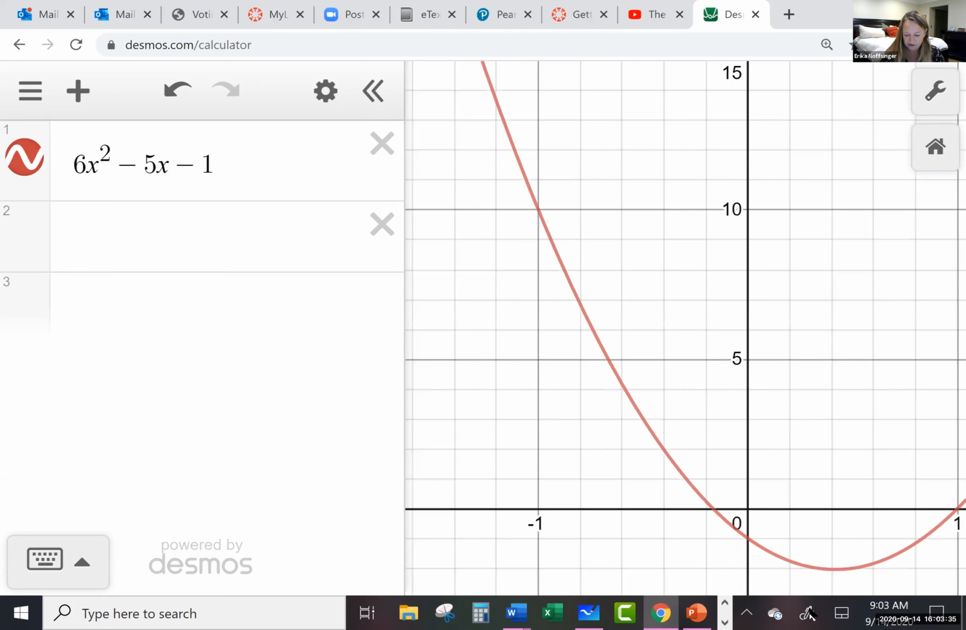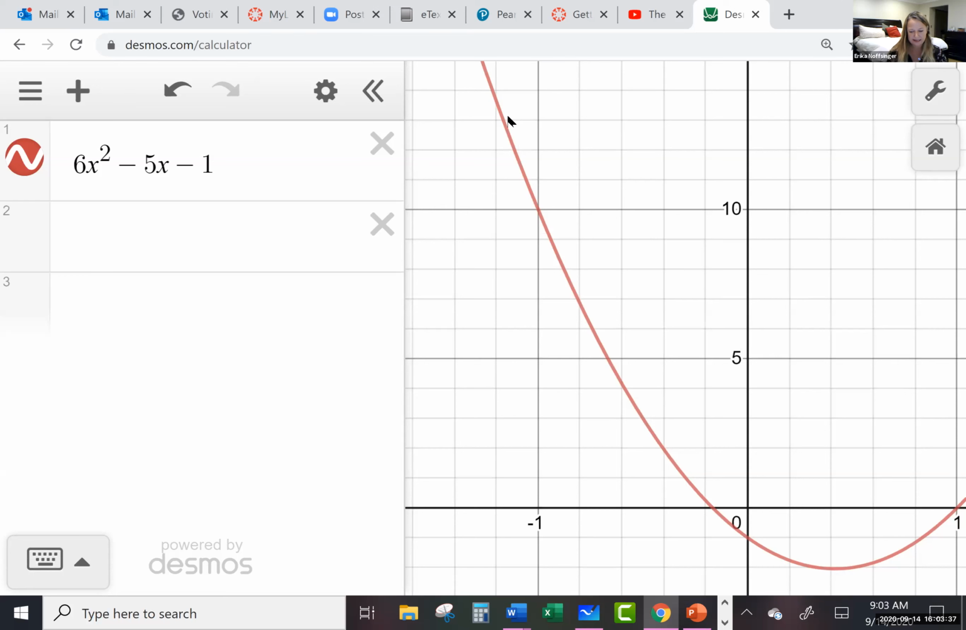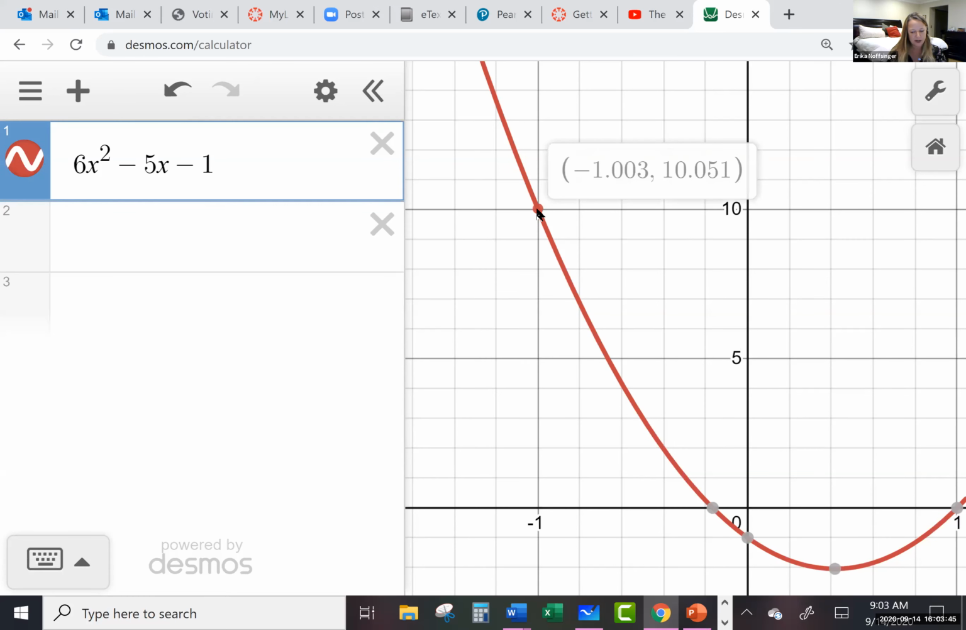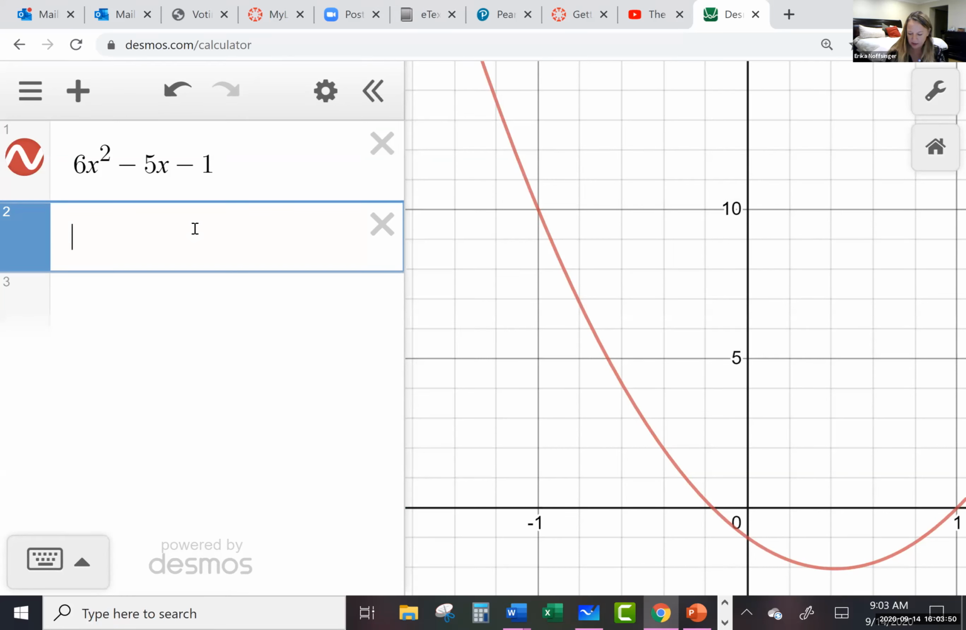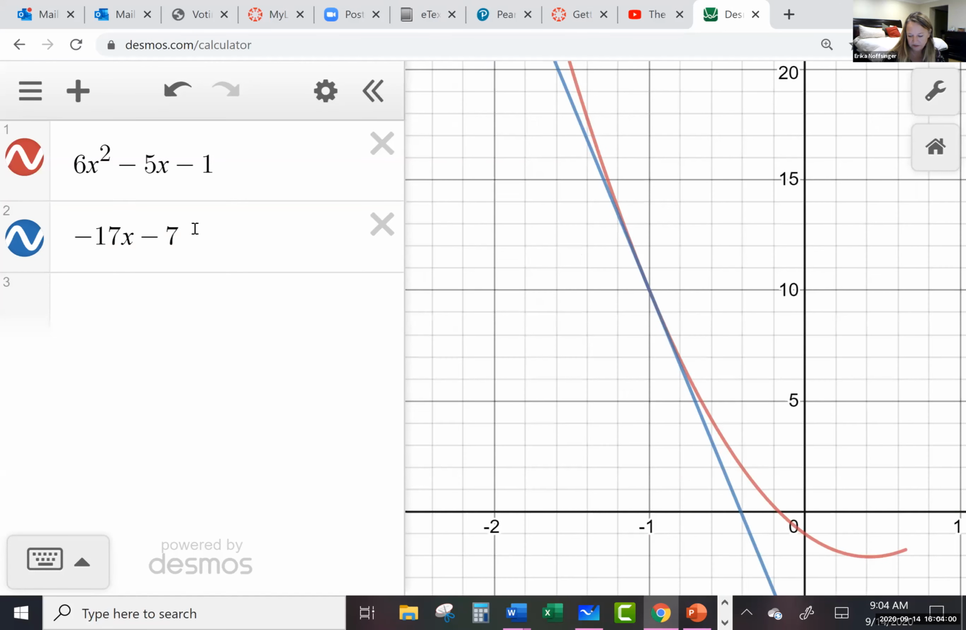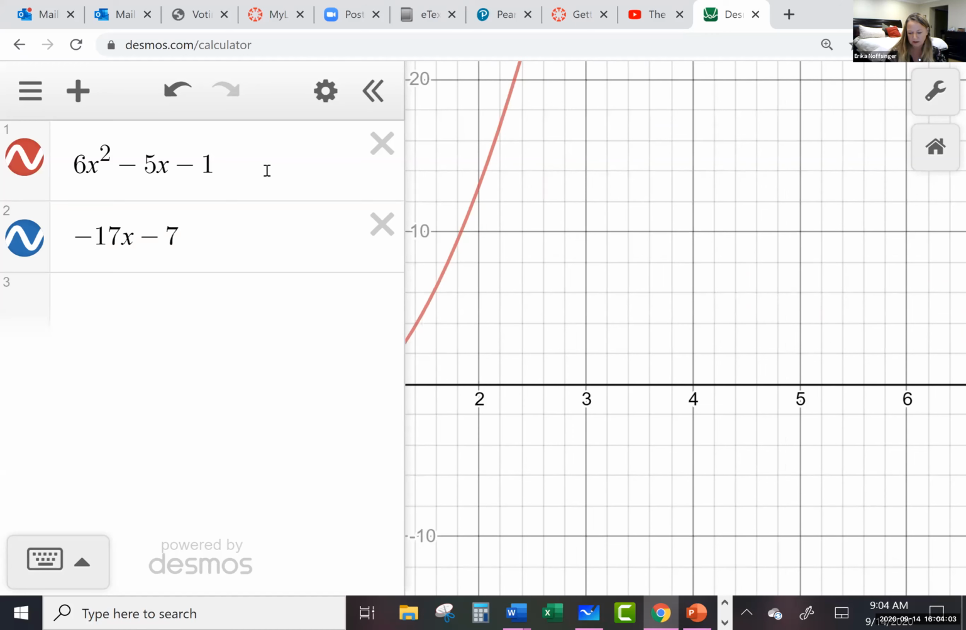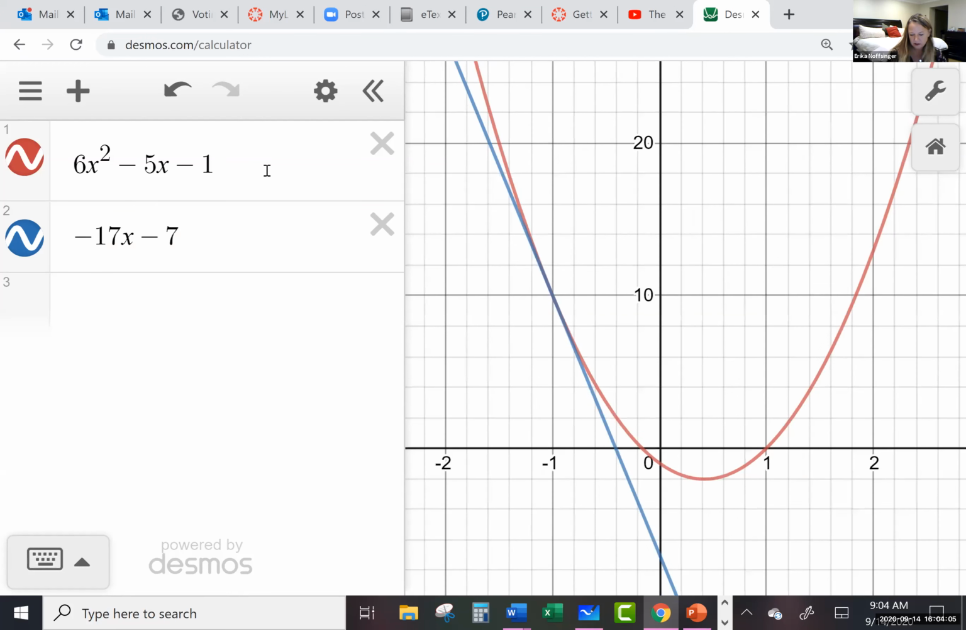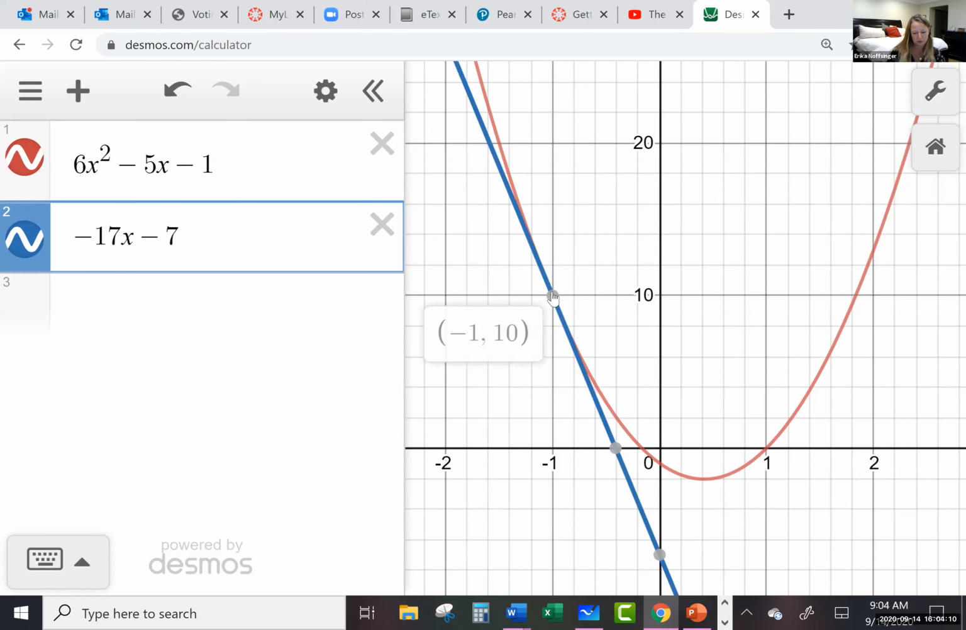So notice that with this graph, this is decreasing. We can see the graph is decreasing here at x equals -1. And what we just did then was we found the equation of the line that went through this point. That was the tangent line. We saw that that was -17x minus 7. So notice that the blue line is going through that point and is a straight line. And this gives us the slope at this point.